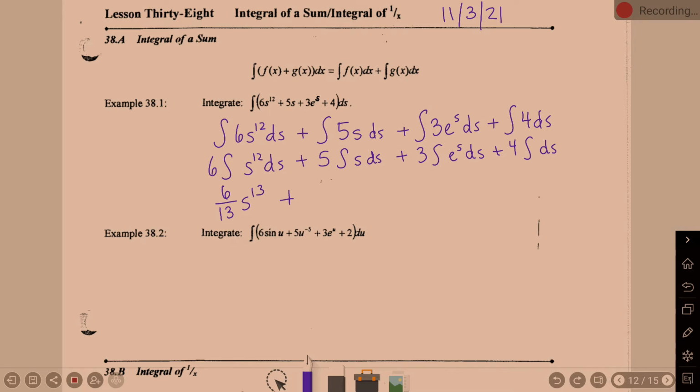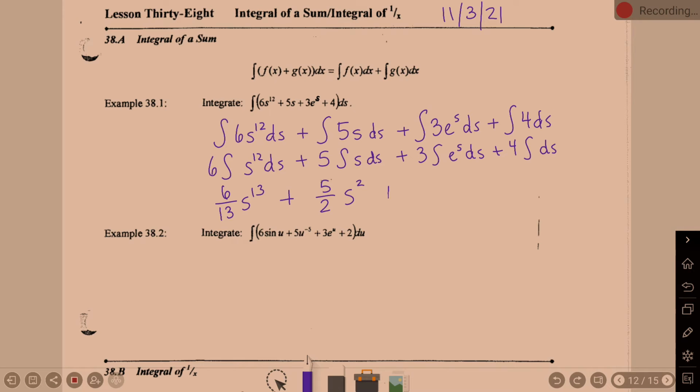So what do we do here? Add 1 to the power, so it becomes s to the second, and divide by 2. 5 halves s squared, because it would be 1/2 s squared, and then you multiply by 5, so 5 halves s squared.